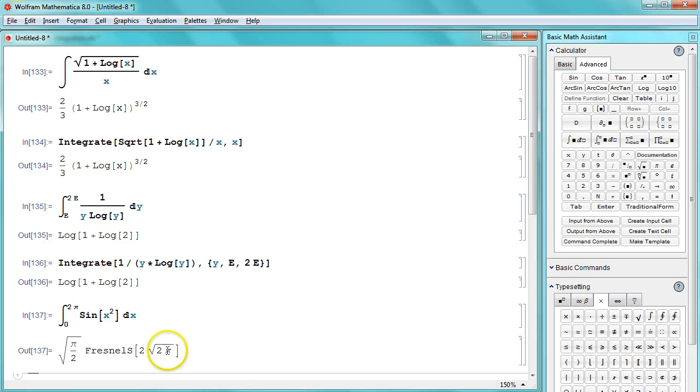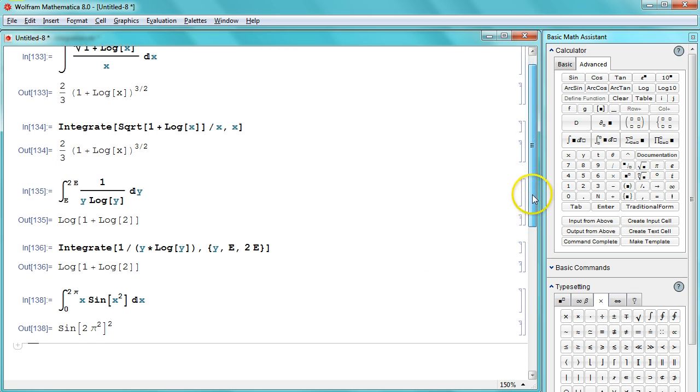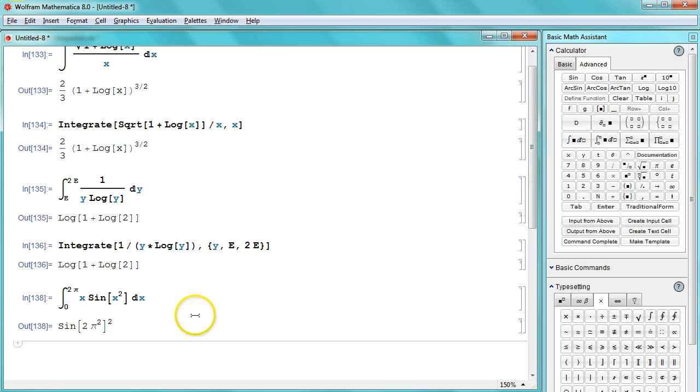Okay, it did calculate, but it used the Fresnel function, so it's rather complicated. Let's use x sine of x squared. Yeah, that's much simpler. And then the answer turned out to be pi of 2 pi squared, total quantity squared. And the pi symbol is also always supported by basic math assistant. And what if you want to find out the numerical value of it? There are two ways to handle that. One is to use NIntegrate, which actually does the computation numerically.